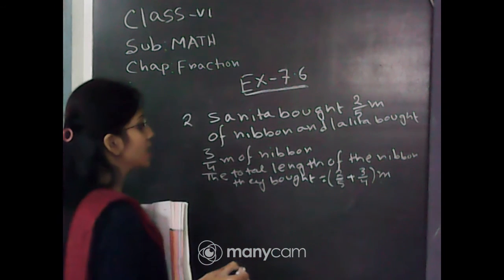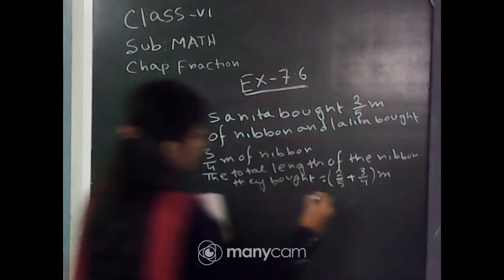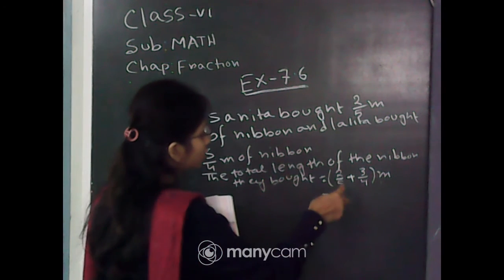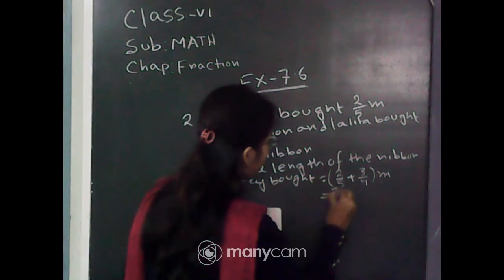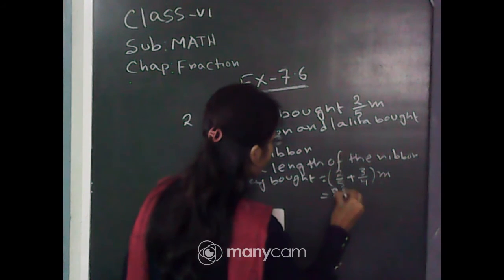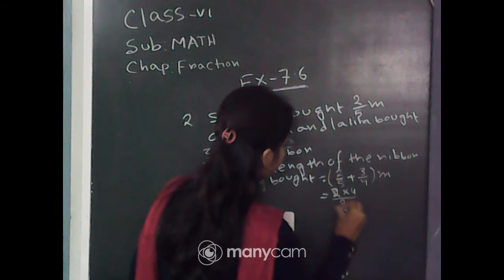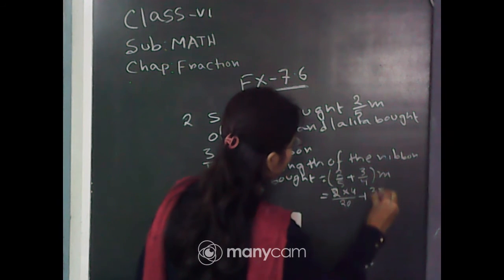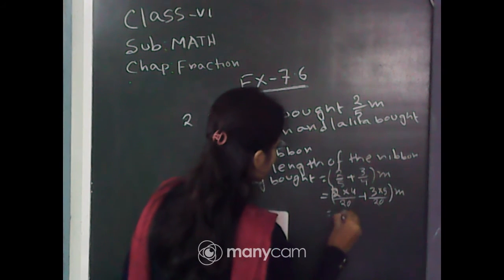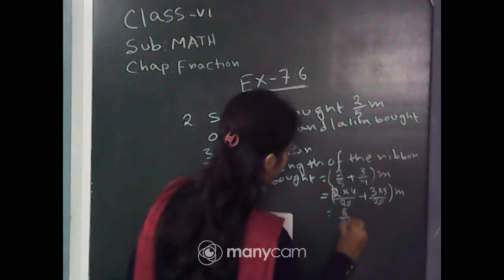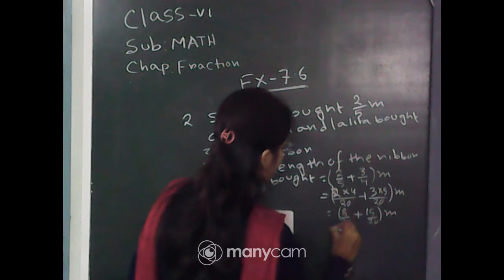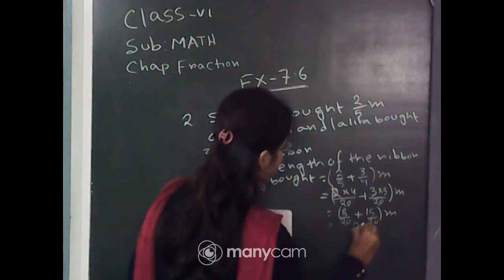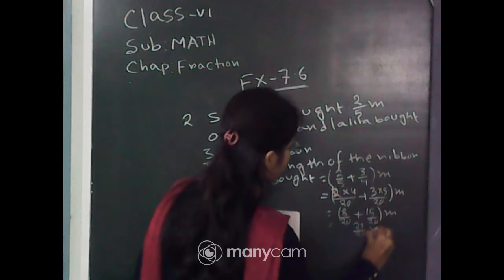Now, LCM of 5 and 4 is 20. Therefore, to make the denominator 20, we multiply this fraction by 4 and this fraction by 5. And we get 2 cross 4 divided by 20 plus 3 cross 5 divided by 20 meter. And this is equal to 8 divided by 20 plus 15 divided by 20 meter. And this is equal to 23 divided by 20 meter.